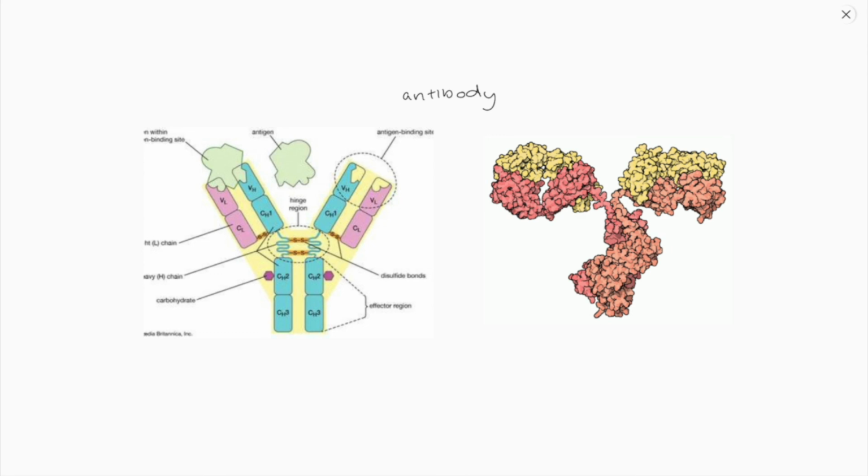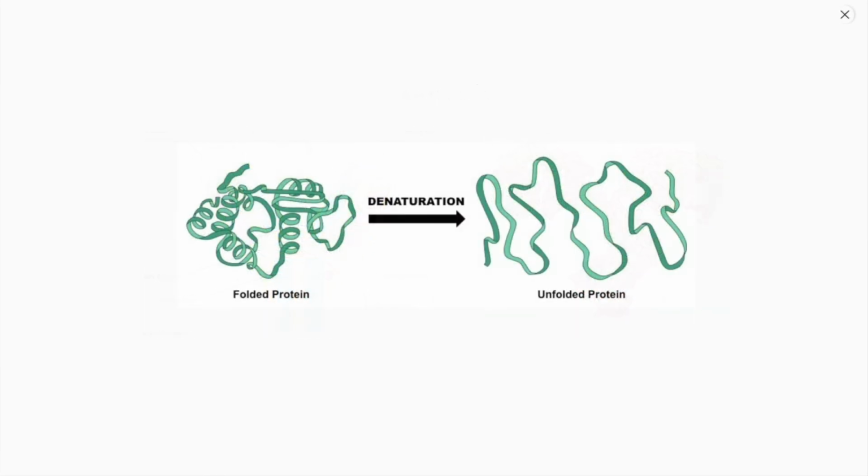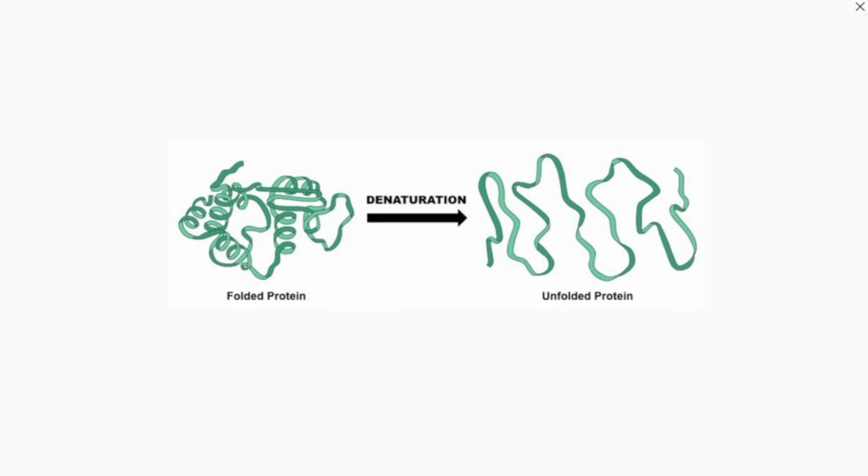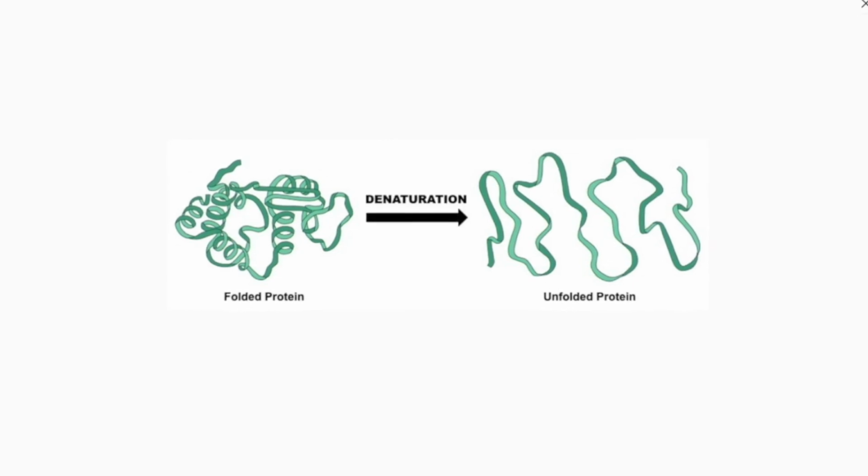Antibodies bind to antigens on the surface of pathogens and cause a series of immune responses. When a protein is denatured, the bonds in the secondary and tertiary structure are broken, which destroys the protein's biological function, since this causes a new structure to form or different molecules to bind to the protein.